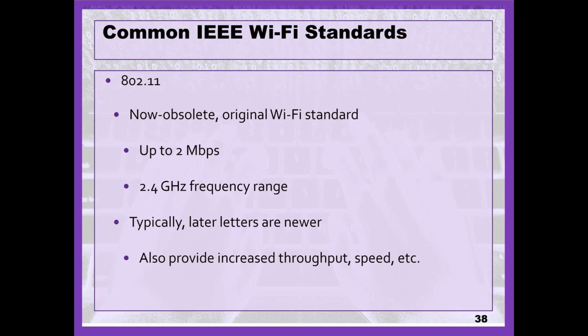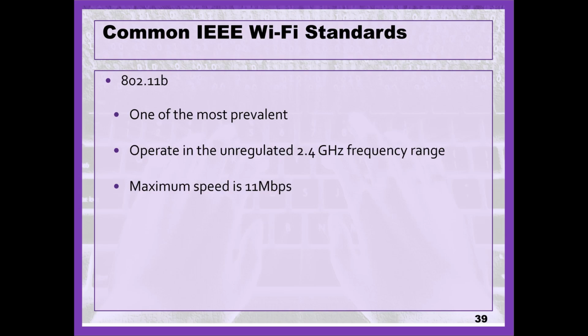Typically, later letters are newer. They also provide increased throughput, speed, and so on. The most common of these standards is 802.11b. This standard applies to any protocol that operates within the 2.4 gigahertz range, which is an unregulated and very overpopulated range with devices of all sorts. This can create significant interference in a network. However, devices using this protocol are generally inexpensive. It has a maximum speed of 11 megabits per second.